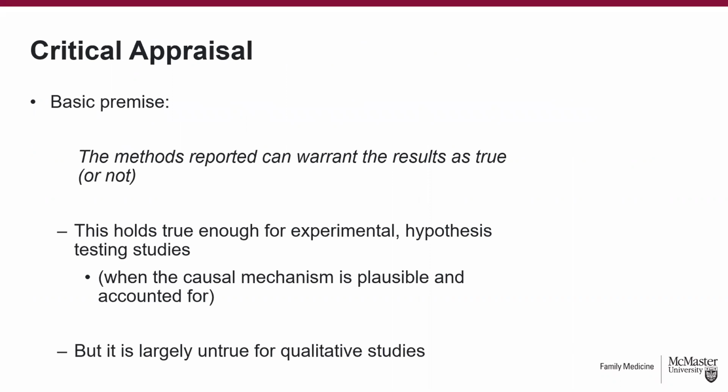So if we are going to appraise research, we're relying on the premise that the methods that are reported can help us understand something about the results as being true or trustworthy, or less trustworthy, less true. I think this holds true for experimental hypothesis testing studies when the causal mechanism is both plausible and accounted for, but it doesn't really work for qualitative studies. So when we're reading or appraising qualitative research, there's a real challenge in just looking at the methods reported and relying on that to tell us whether or not it's a good study.